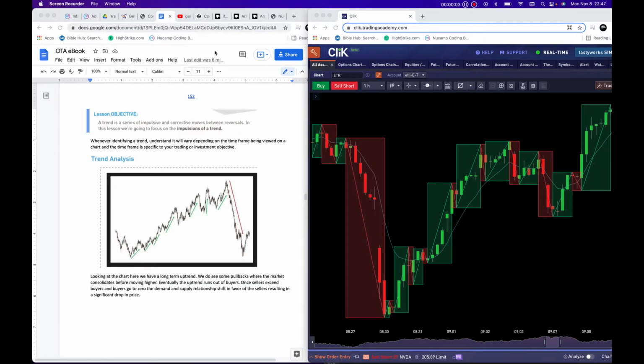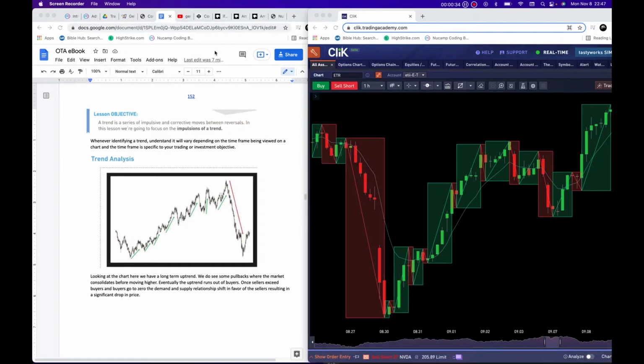A trend is a series of impulsion and corrective moves between reversals. In this lesson, we're going to focus on the impulsions of a trend. Whenever identifying a trend, you need to understand that the trend is going to vary depending on the time frame being viewed on a chart. And the time frame being viewed is and should be specific to your trading or investment objective.